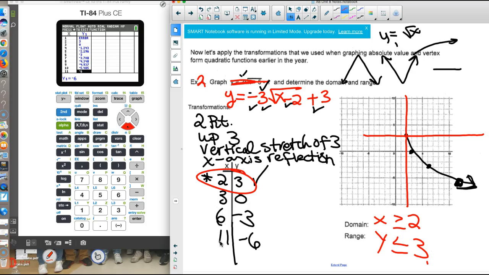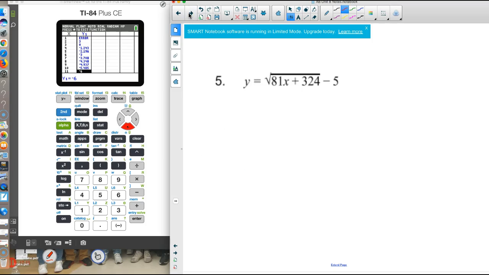We good? Now I want to do one more though, especially for the girls at home. I want to do number 5. I don't remember the directions for number 5 though. What were you asked to do? Can you read it? I just screenshot the problem. Number 5 on the back. List the transformations in each function and state the domain and range. Okay, so we've got transformations, domain, and range.